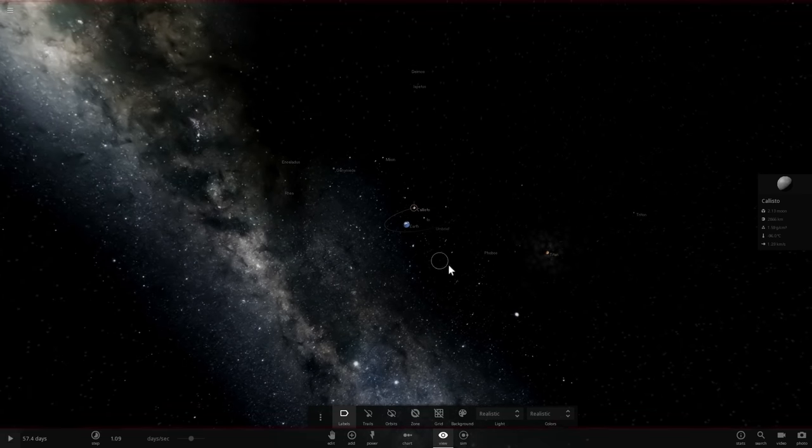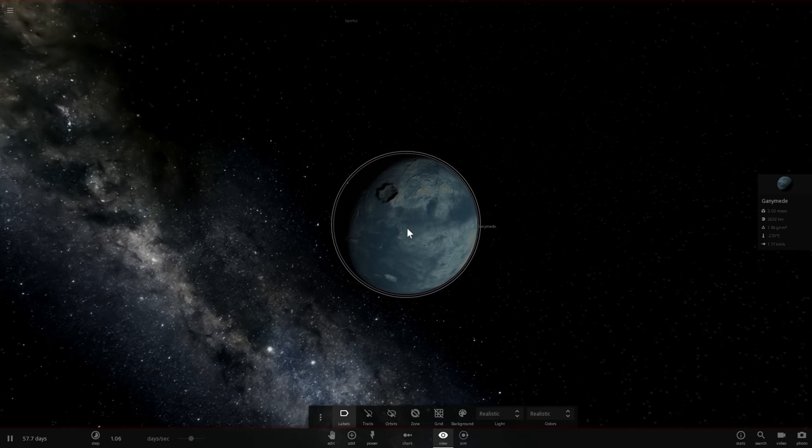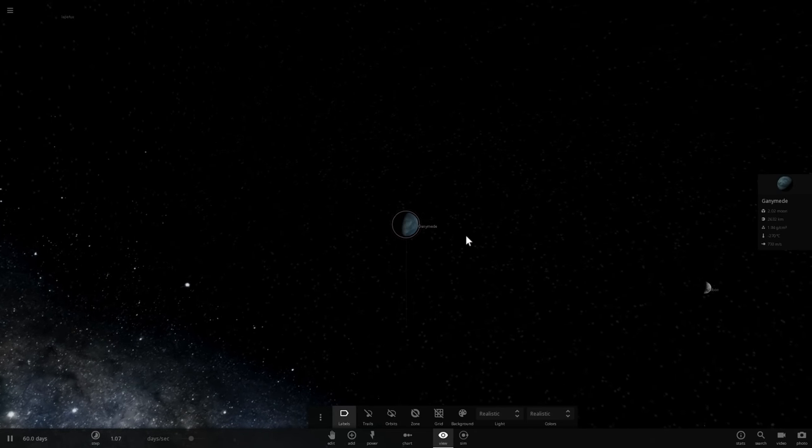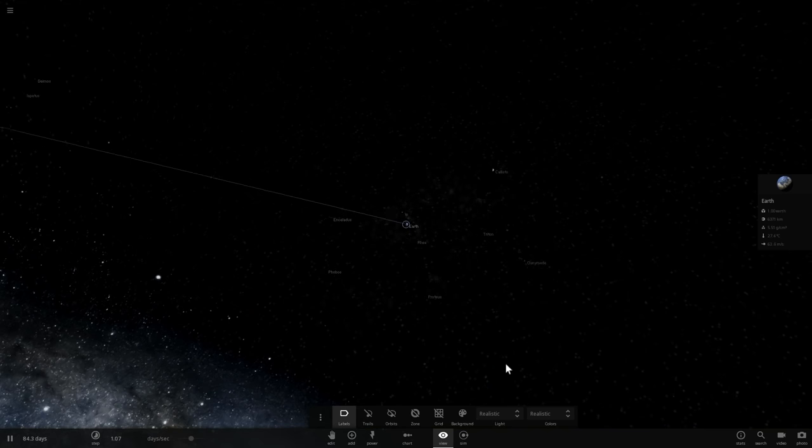Now I'm still surprised that our friend Ganymede hasn't really done much. It had a few smaller collisions, but nothing major. But we'll see how this goes. And Titan is smoking. I guess it very likely collided with something else. And goodbye, Callisto. You just collided with something and totally lost your orbit.